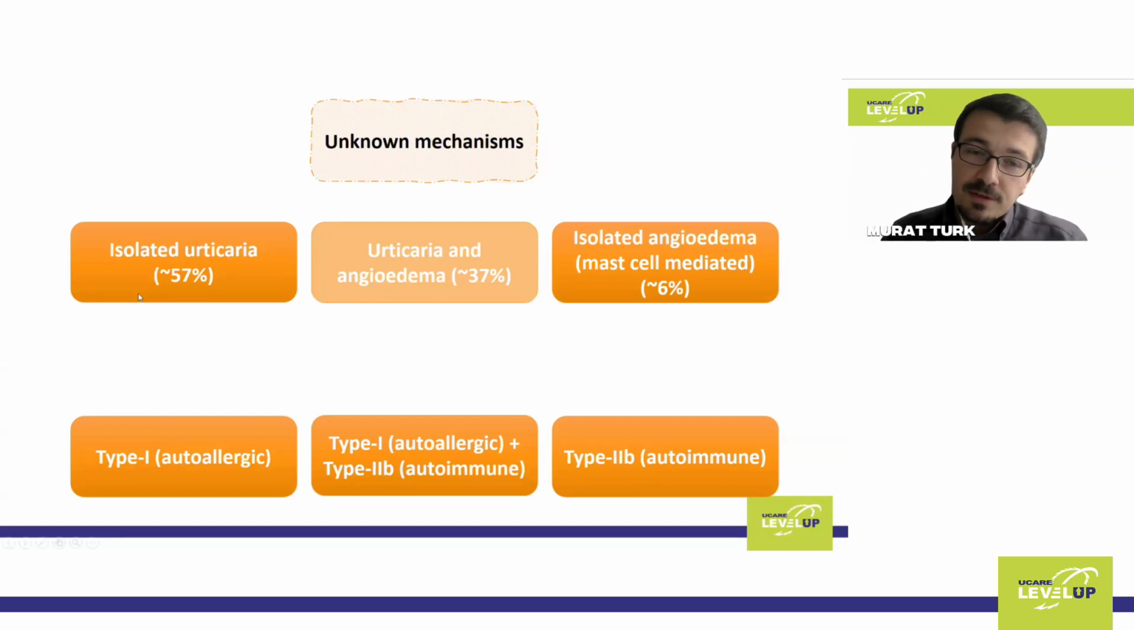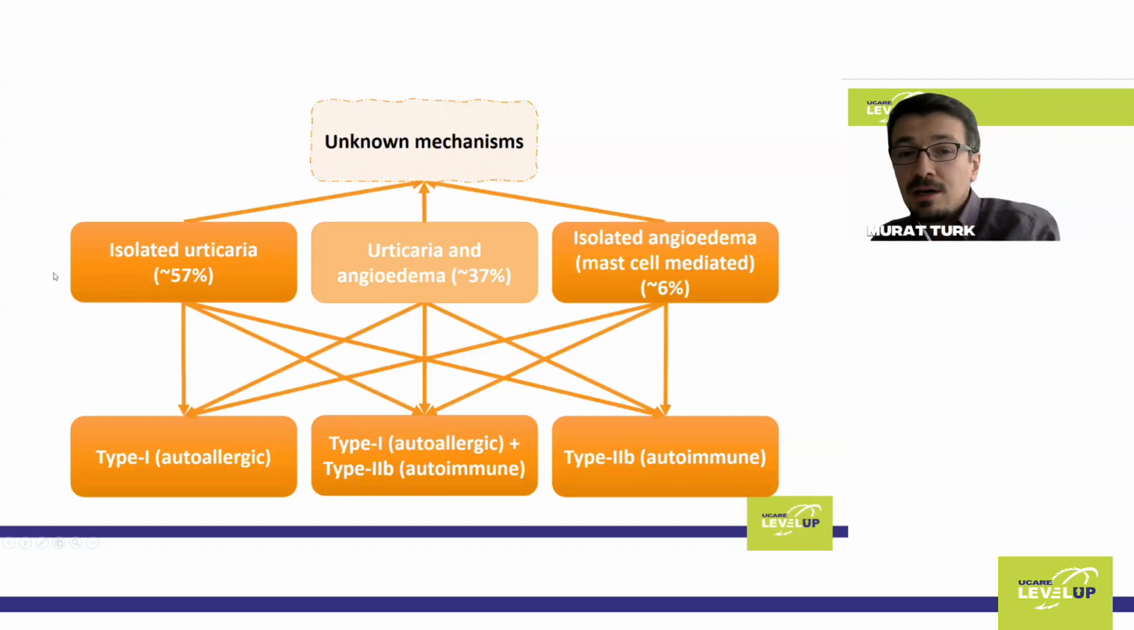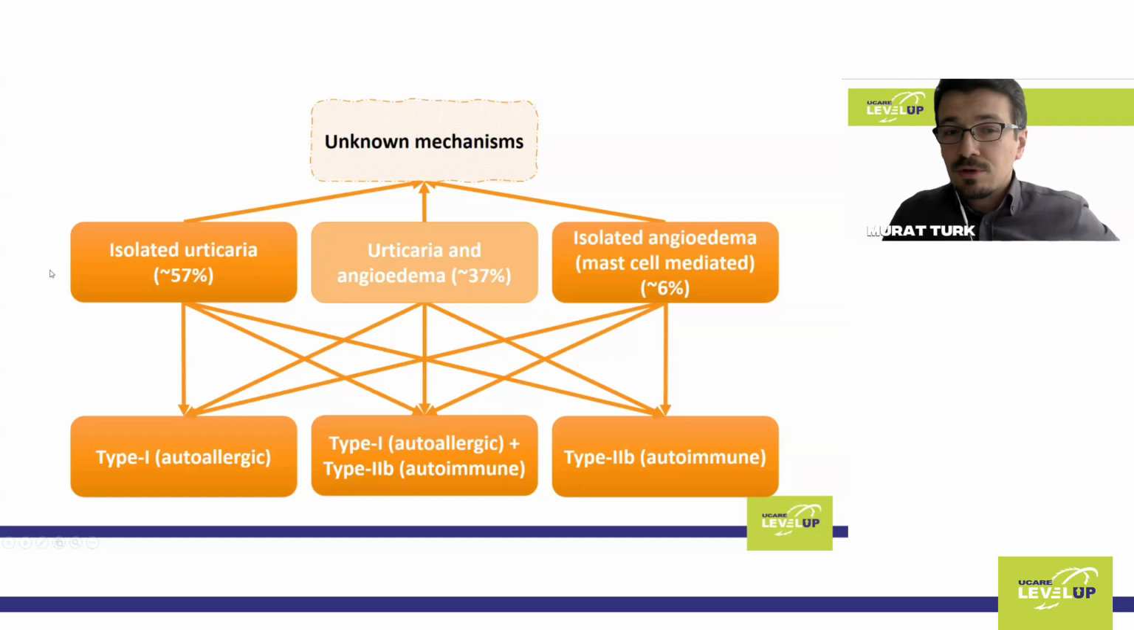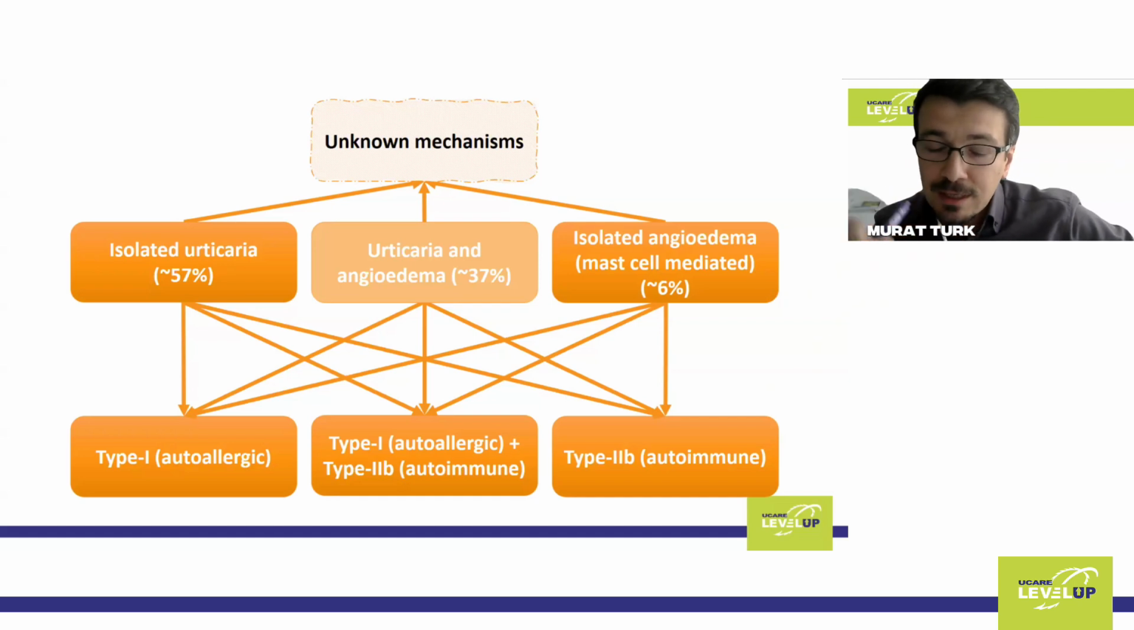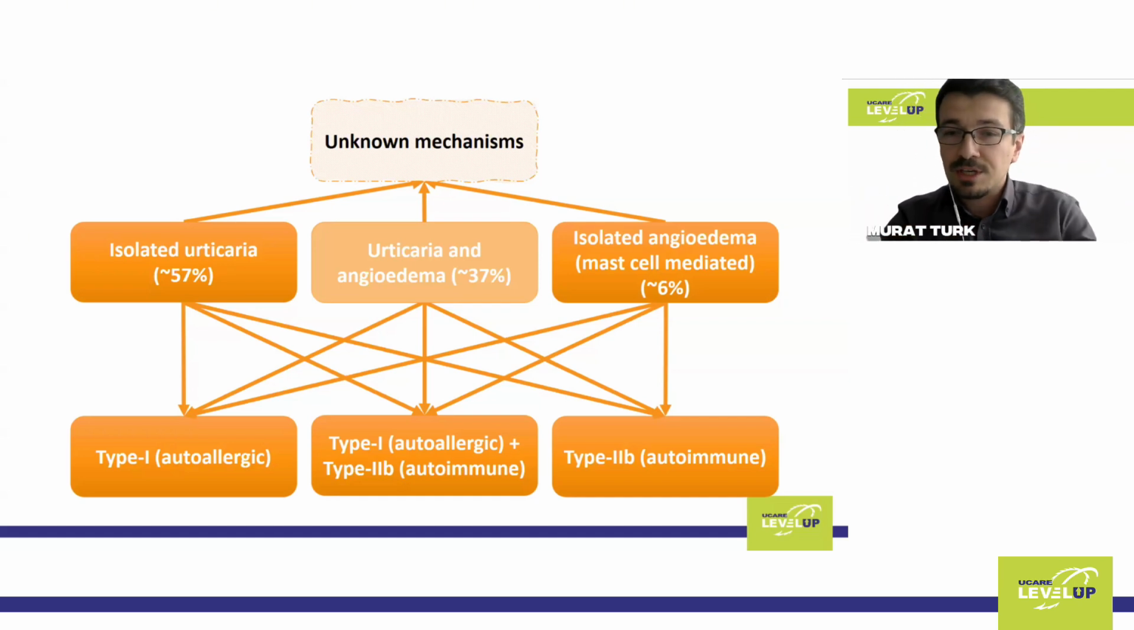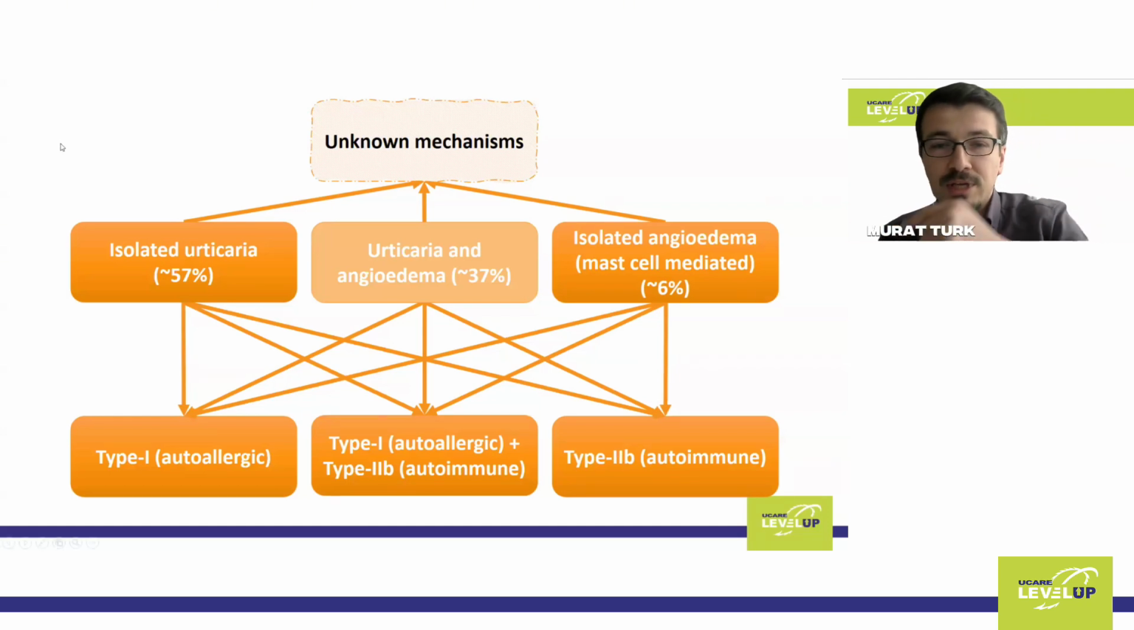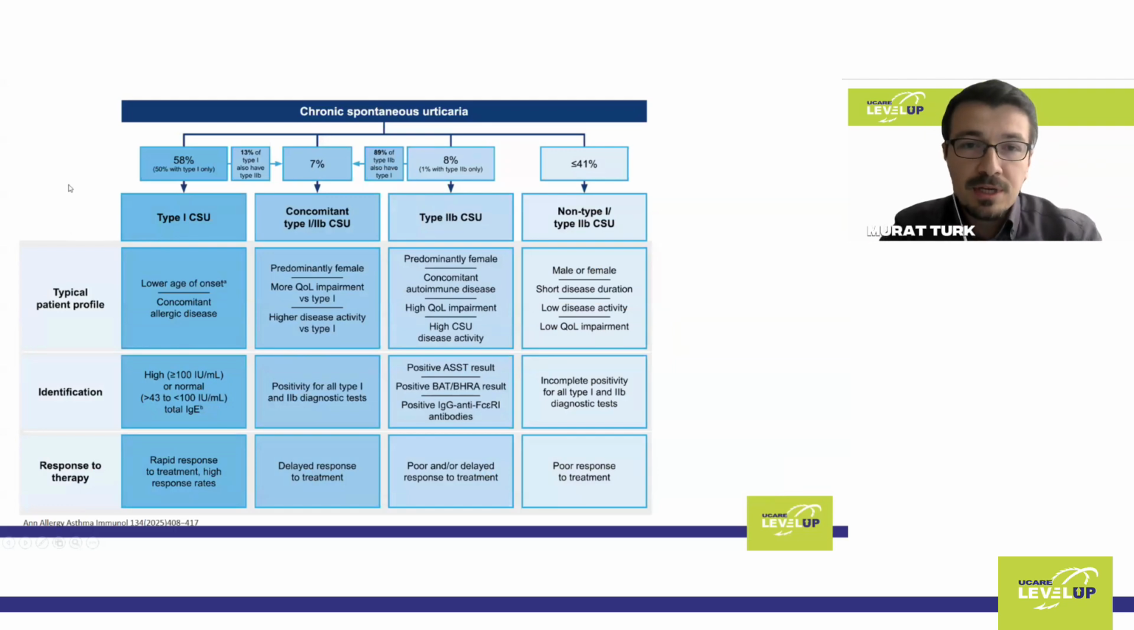So if we ask, do our phenotypes reflect our endotypes? Unfortunately not. A patient with isolated urticaria might have any of these endotypes. A patient with isolated angioedema might have type 1 autoallergic, type 2B autoimmune, a combination, or none of them. So this is the problem in urticaria. In asthma, it was possible to make this connection between phenotypes and endotypes, at least partially. But our phenotypical and endotypical description does not allow us to make this connection. This is a quite recent paper that I like very much.